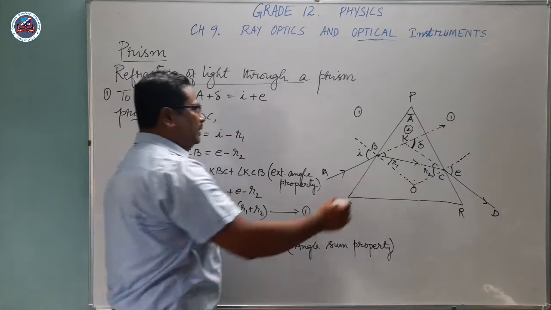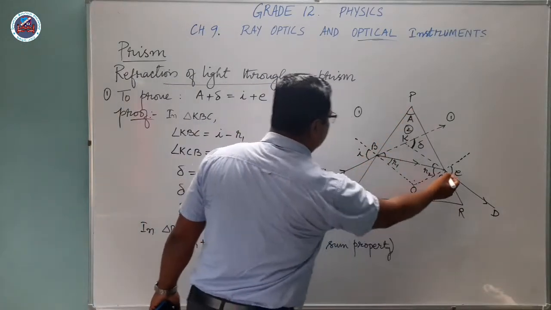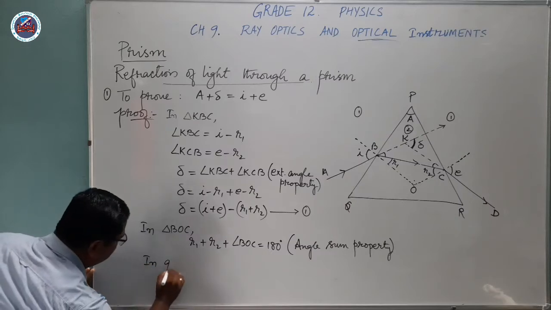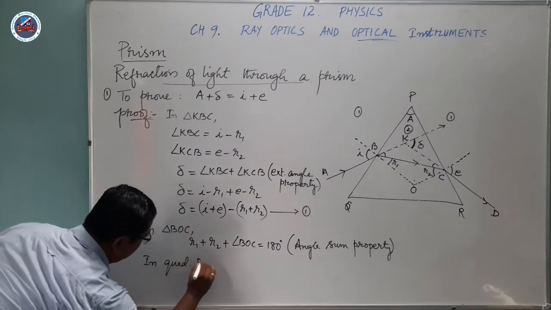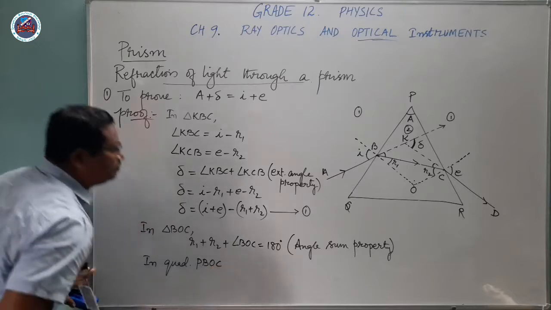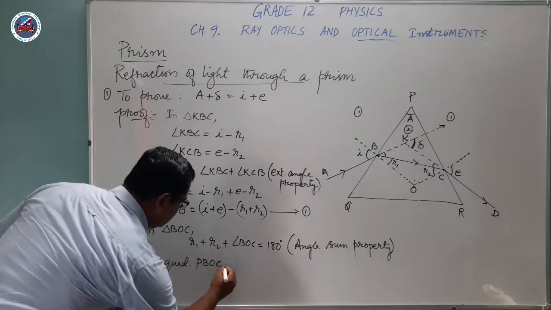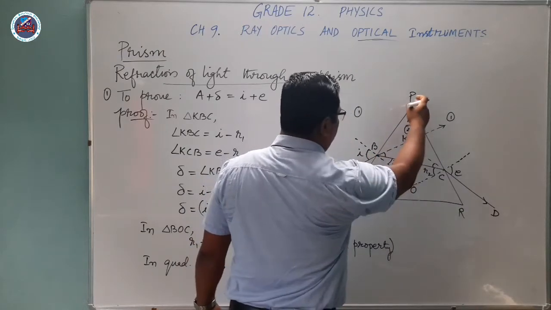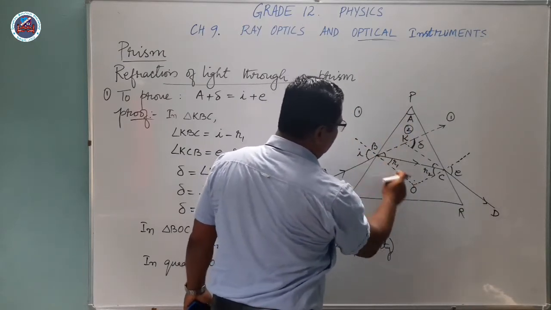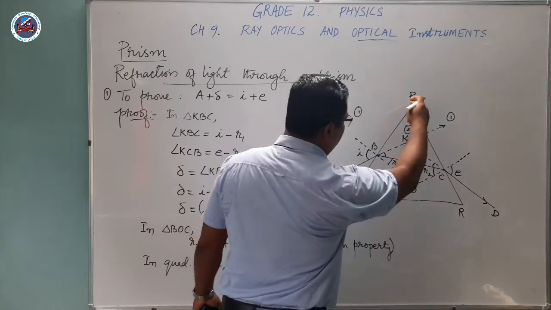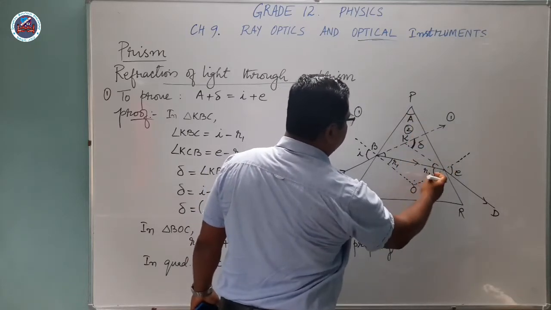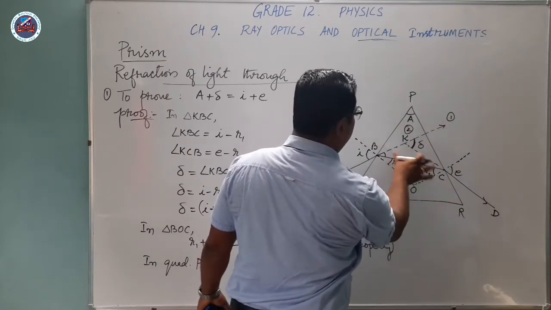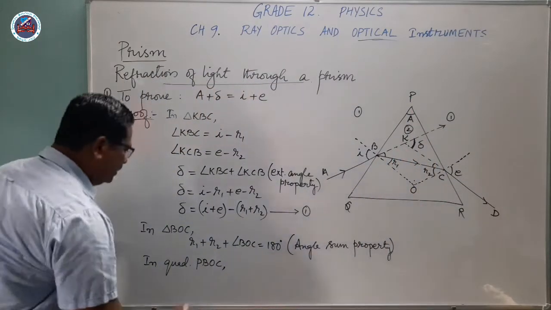Now, if you look at this quadrilateral PBOC, in quadrilateral PBOC, these two angles, angle PBO is 90 degree because this is normal to the surface, and angle PCO is also 90 degree, normal to the surface. So the sum of these two angles is 180.